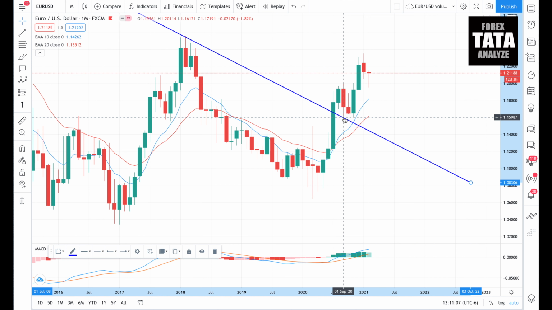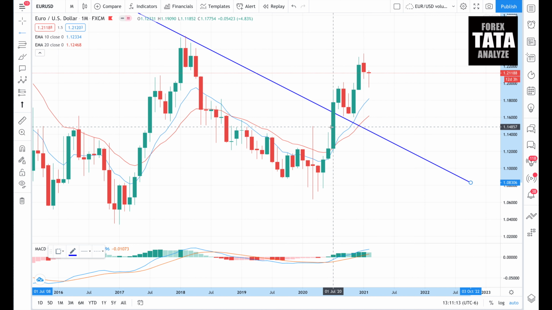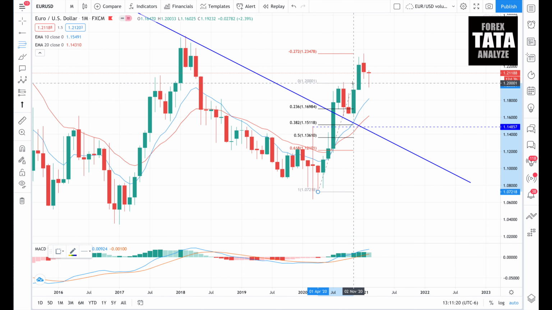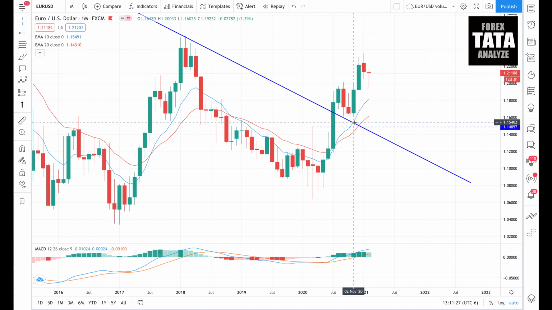We expected a little better correction to confirm the previous level right here, that actually nicely aligned as a 38% Fibonacci level, and this is what we expected the market to retest again. But this never happened because in November, after the election in the United States, the market was rejected and it started its huge impulse to the upside.